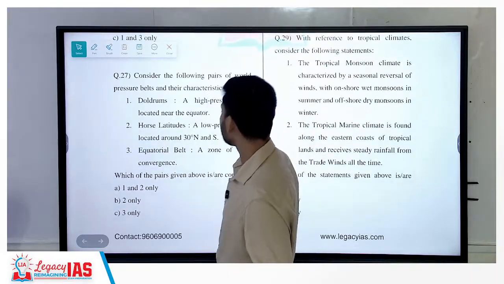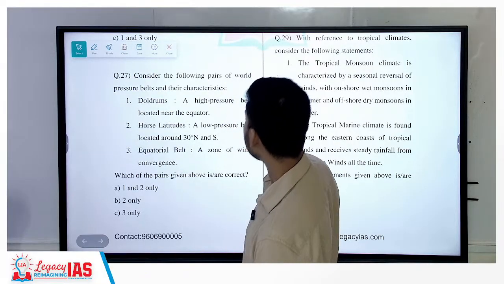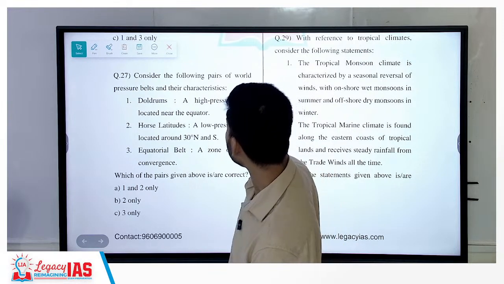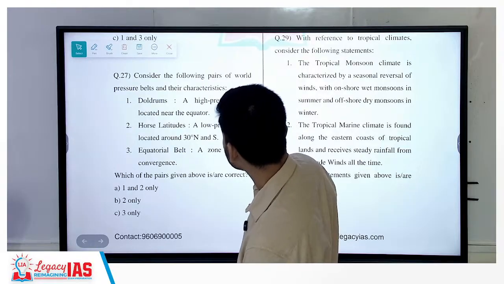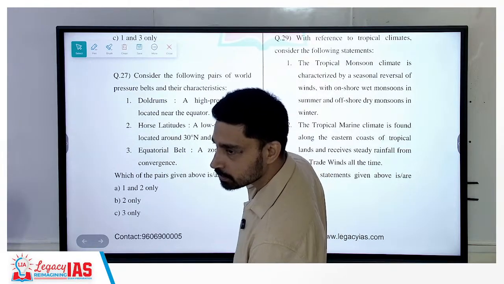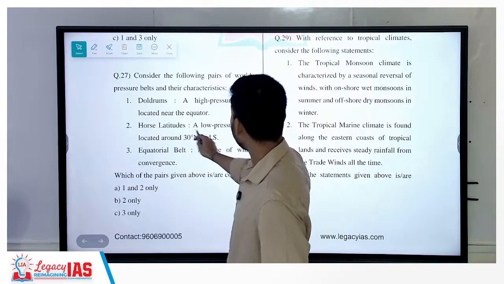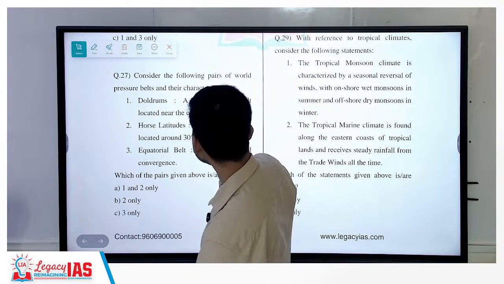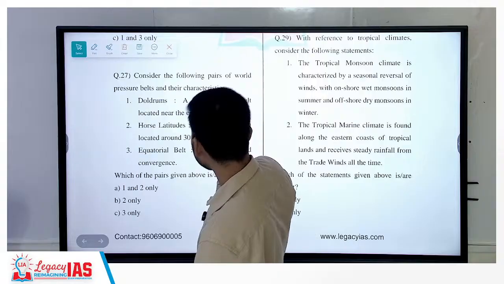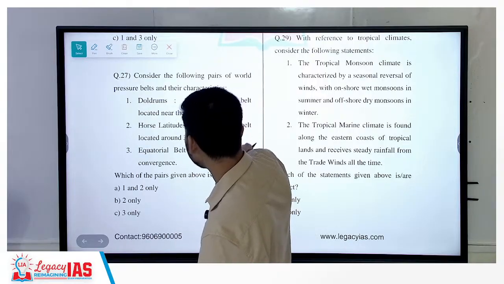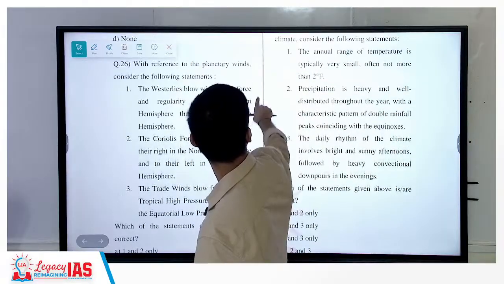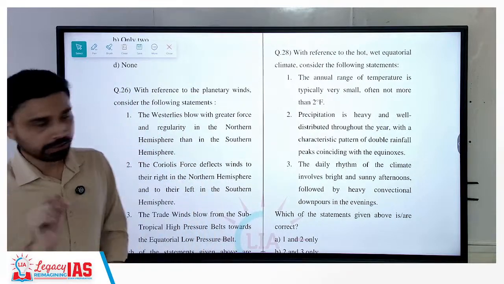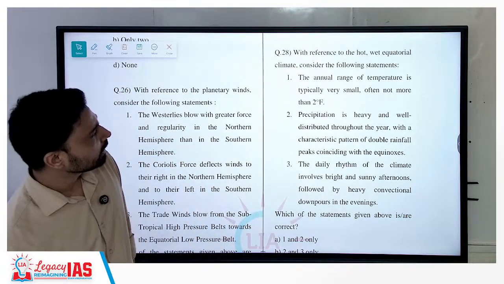Then again, doldrums, horse latitude, equatorial belt: high pressure belt located near the equator, true or false? Low pressure belt. Horse latitude, low pressure belt located around this? No. Horse latitude is subtropical. Horse latitude is a high pressure belt. Okay, the subtropical high pressure belt is called subtropical. Equatorial belt is where we have the convergence of trade winds. Okay, so zone of wind convergence. C is the right option. That's why you have to study very accurately. Each of the words given there is important.